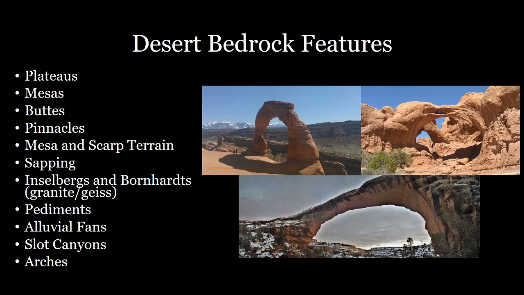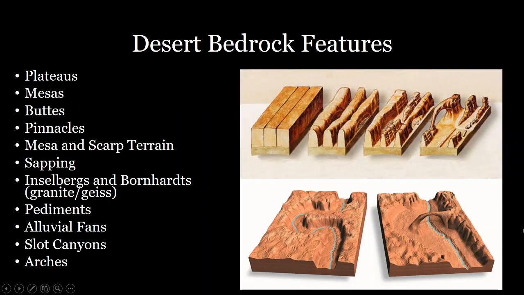And then the last thing that we're going to be talking about are arches. So arches are some of the most gorgeous features that can form in a desert. This is from Arches National Park. And so arches tend to form when you have water flowing over an easily eroded layer.